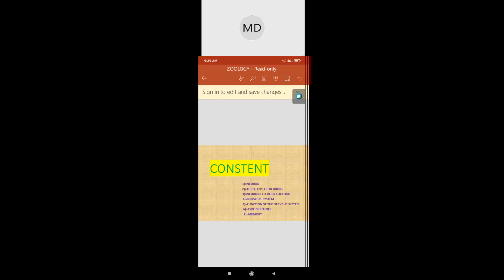What is the stable? It should be content, and it's not human natural system, it's human neural system. You are making mistakes telling the name of the chapter. It's content, not constant. Many of you are making this mistake, but it is so silly, that's why I pointed it out. Okay, ma'am. You can carry on. Function of nervous system, types of reflexes, memory.